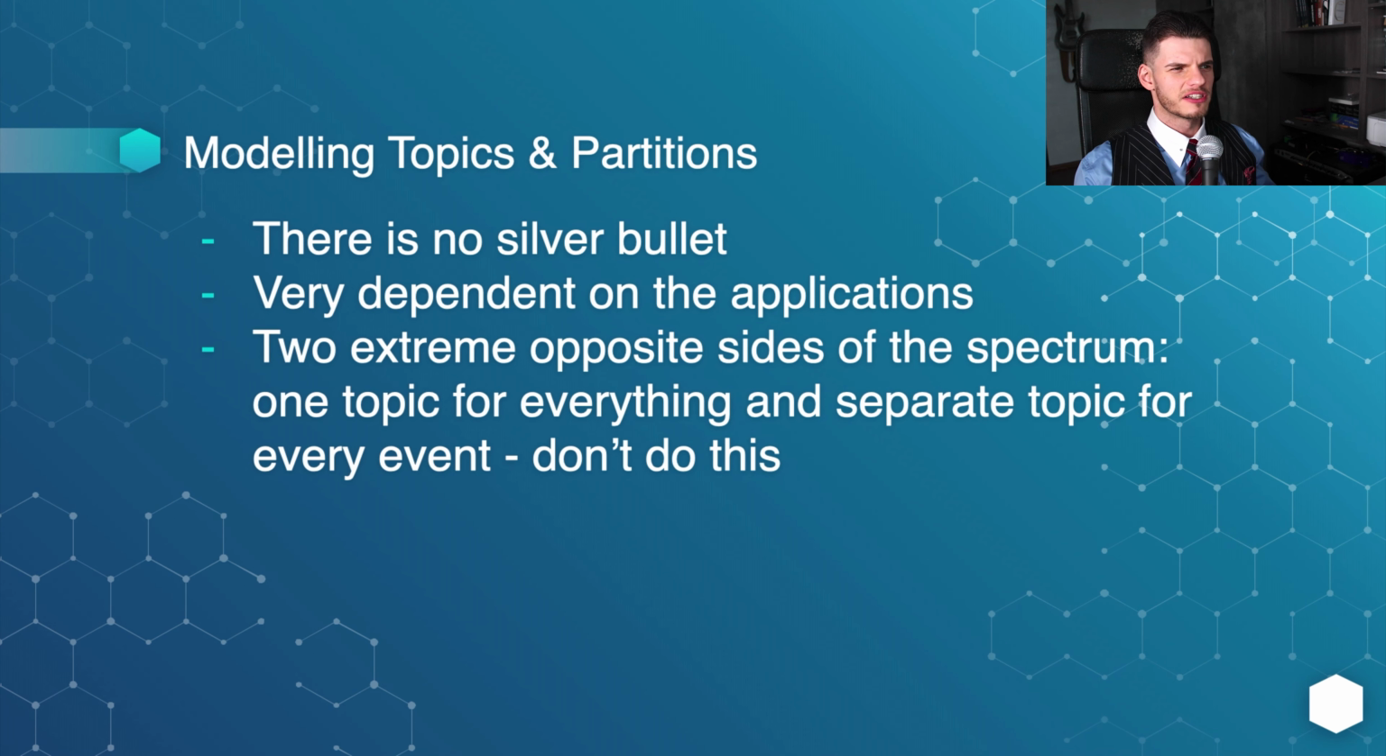There's really no silver bullet here as far as modeling goes, and this will be highly dependent on the needs of your ecosystem. However, there are things that are more likely to work and less likely to work. And certainly having one topic for everything and a separate topic for every event won't work. You will either make it very difficult to scale and perform well, or you will lose causality. So these two extreme opposites are something to definitely be avoided.